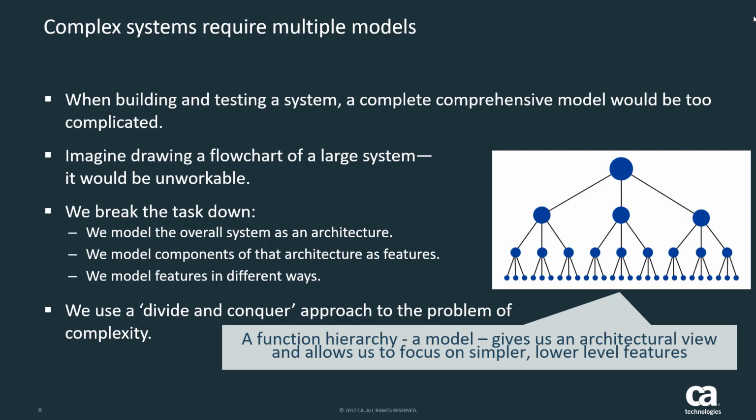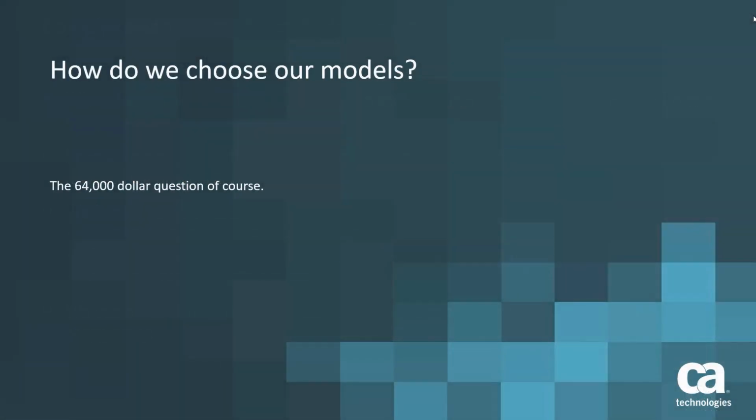So we break these tasks down, these models, from an architectural point of view. We might model an overall architecture, and then the components in that architecture are modelled individually. And then there might be models of the relationships between the components in that architecture. So we do a divide and conquer approach. We break our large complex models into smaller, simpler models in order to understand the complexity. So how do we choose which model to use and when? And this clearly is the most important question of all. So let's explore that idea.